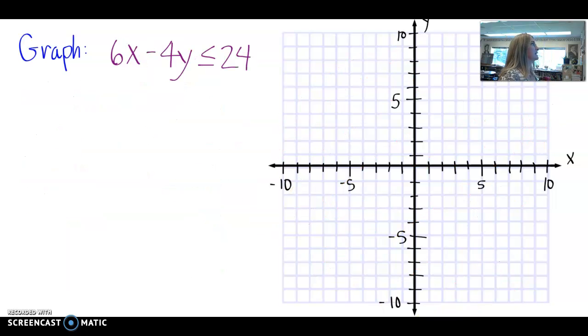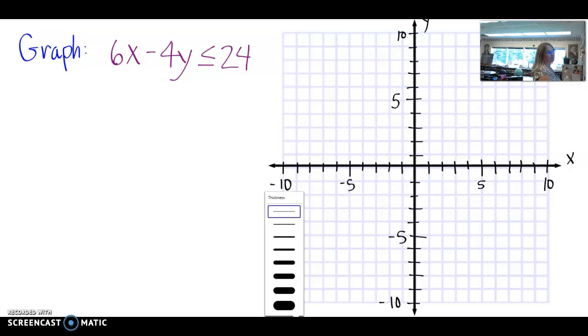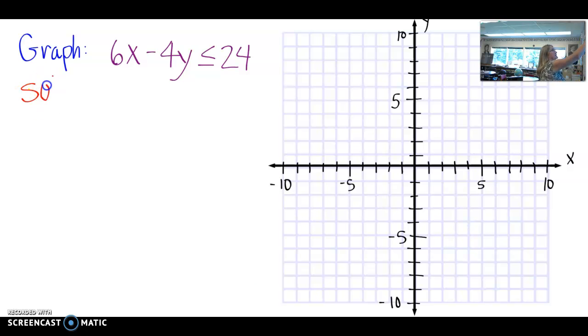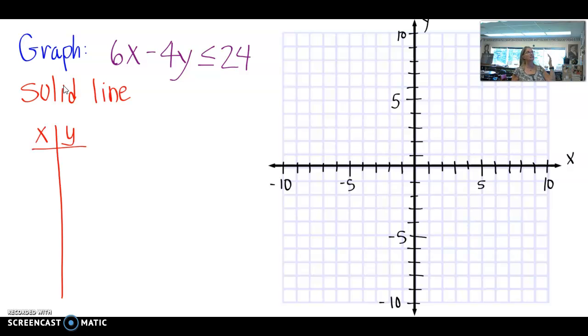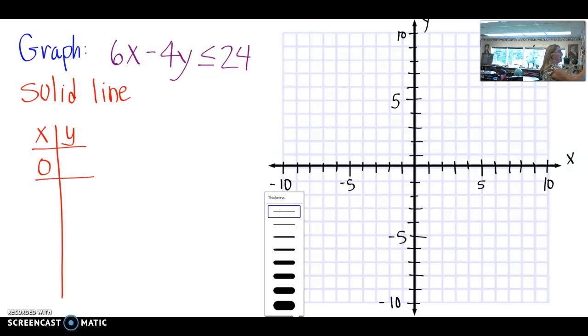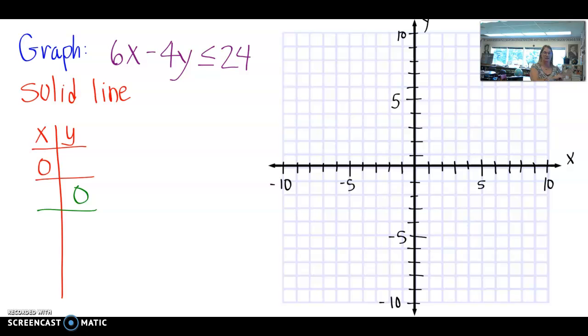All right, next example, 6x minus 4y is less than or equal to 24. So this is going to be a solid line, because it is less than or equal to. Again, this one is in standard form, so we can do the x, y-intercepts. We're just going to let x equal 0, and then we're going to go back in and let y equal 0, and we're going to find the other variable.